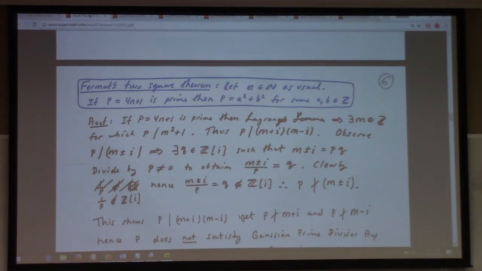So here it is, Fermat's two-square theorem. If we have a natural number that is an odd prime of the form 4n plus 1, then it is equal to a squared plus b squared for some a, b in the integers. So basically, use Lagrange's lemma to find an m such that p divides m squared plus 1. But that means that p divides (m plus i) times (m minus i). And if p divides m plus or minus i, that means there must be a q such that m plus or minus i is equal to pq. But that's troubling, because if you divide by p, you get m plus or minus i over p equals q, but that can't happen because 1 over p is not going to be an integer. So this is not a Gaussian integer. And so what does that prove?